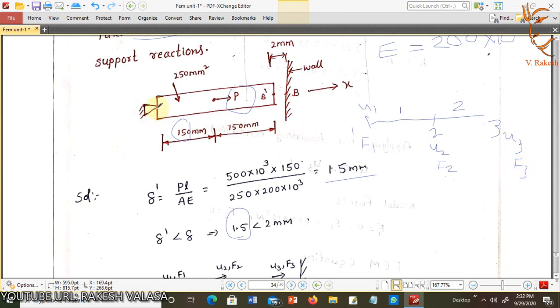Node 1 is fixed, so u1 displacement is 0. Node 3 displacement is 1.5 mm, already calculated by using this formula PL by AE. U1 equals 0, U3 equal to 1.5 mm. Now you can calculate U2 at node 2.